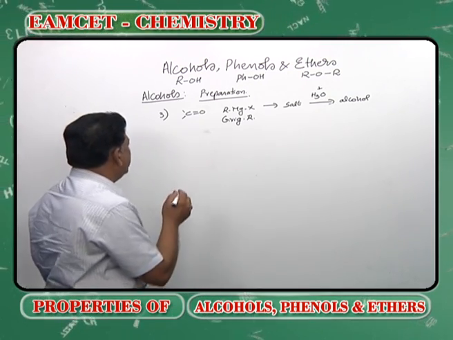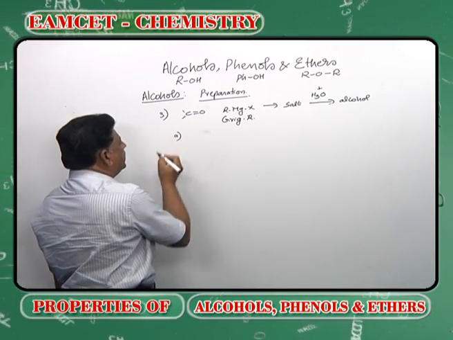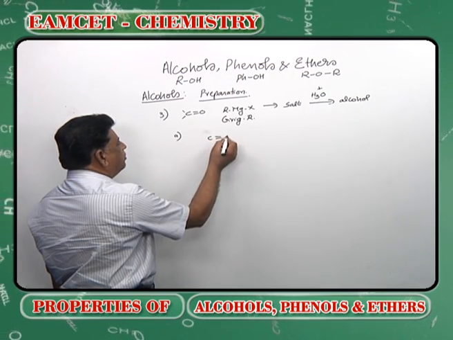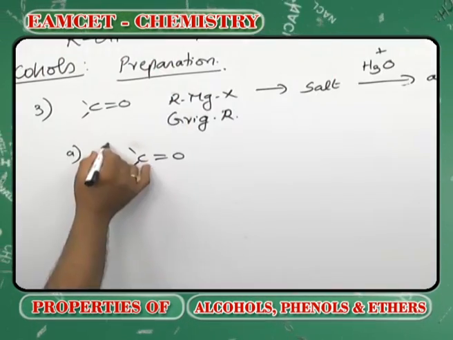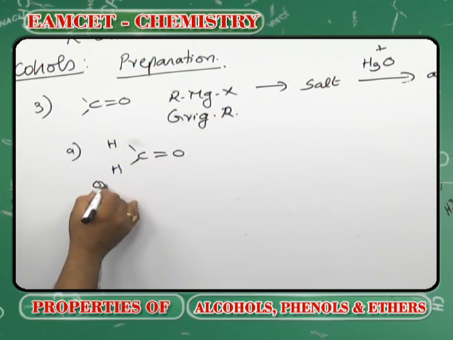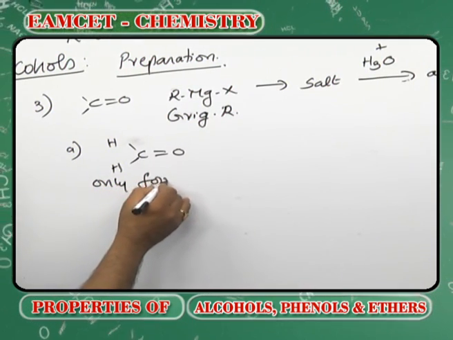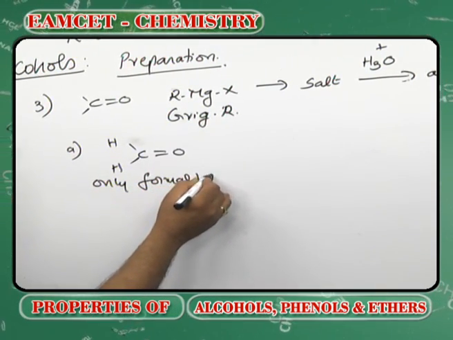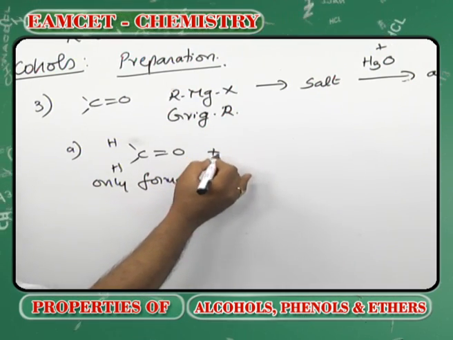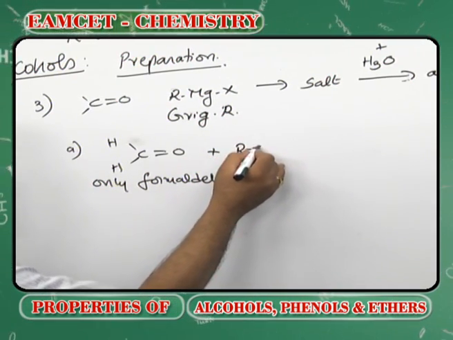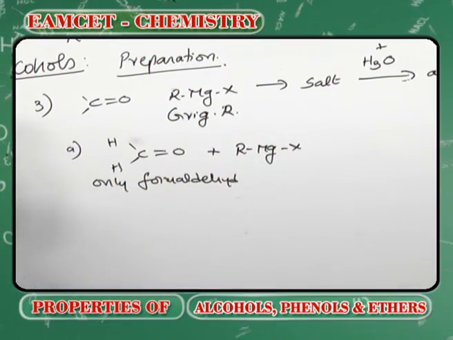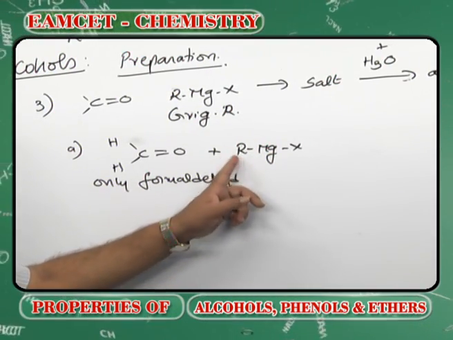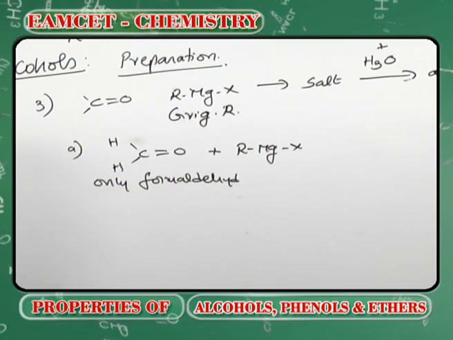Here also, as I said, it can be used for 1 degree, 2 degree, and 3 degree. Under what condition does 1 degree come? 1 degree will be prepared provided you have both hydrogens. This is nothing but formaldehyde, which is the only one eligible for this method. If you take formaldehyde, add any RMgX which you like. You can take ethyl, methyl, propyl, iso, and so on. Aromatic also you can take.